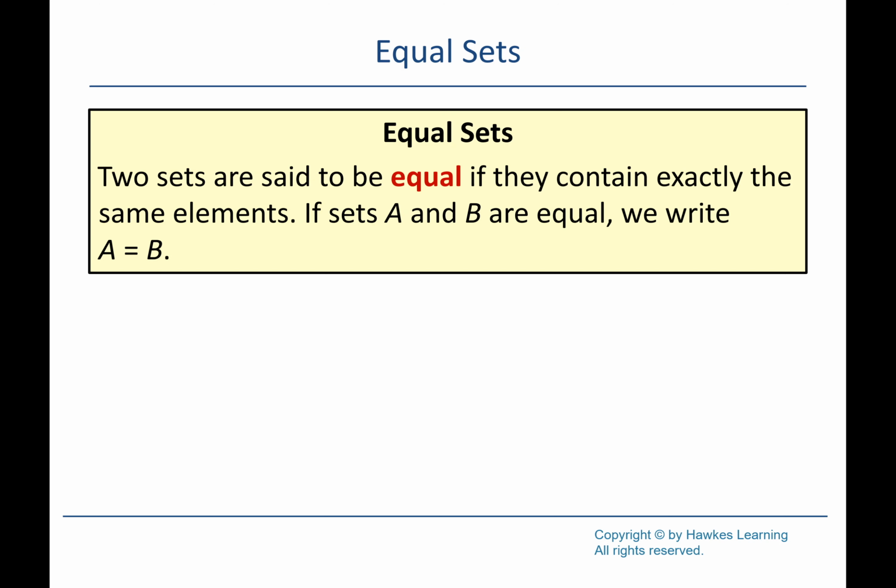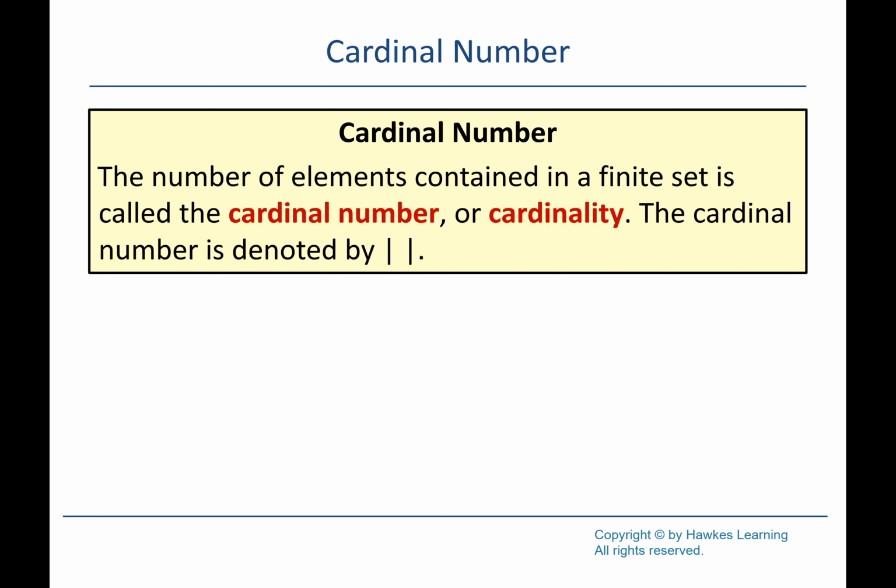Another thing we talk about sometimes with sets is how many elements, how many members there are in a set. Sometimes we want to say one set's bigger than another set, so we want to be able to talk about how many members each set has in it. We have a formal name for that. That's called the cardinal number, or the cardinality of a set. It may not be a familiar term to you, but all that means is how many members are in the set. How many things does the set have in it?